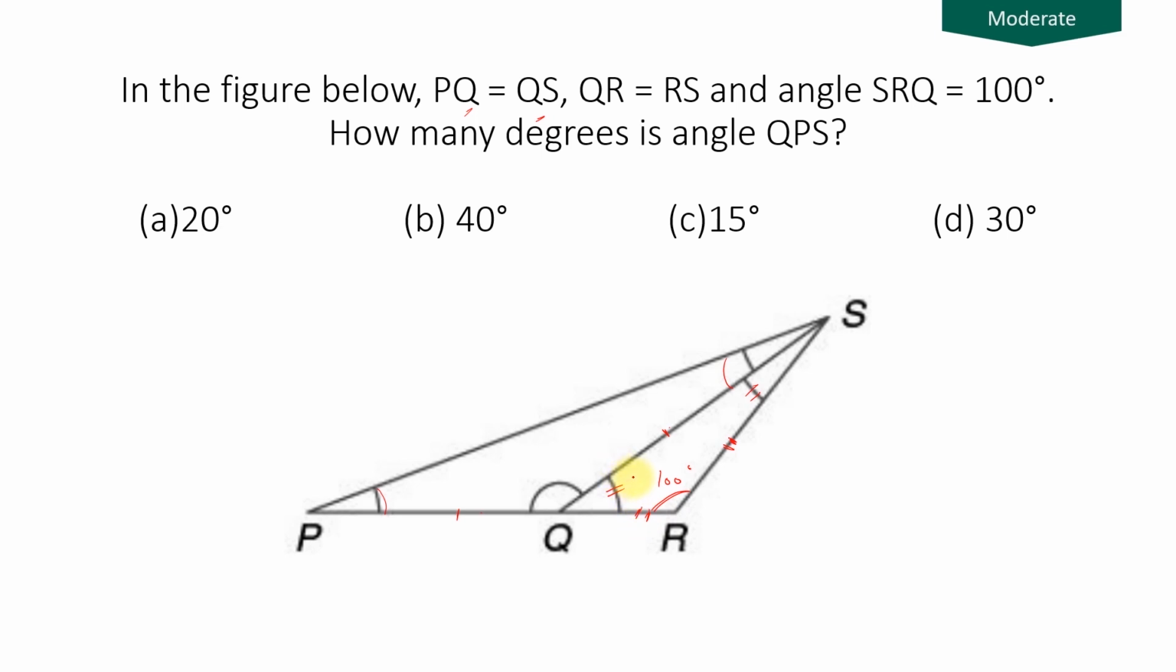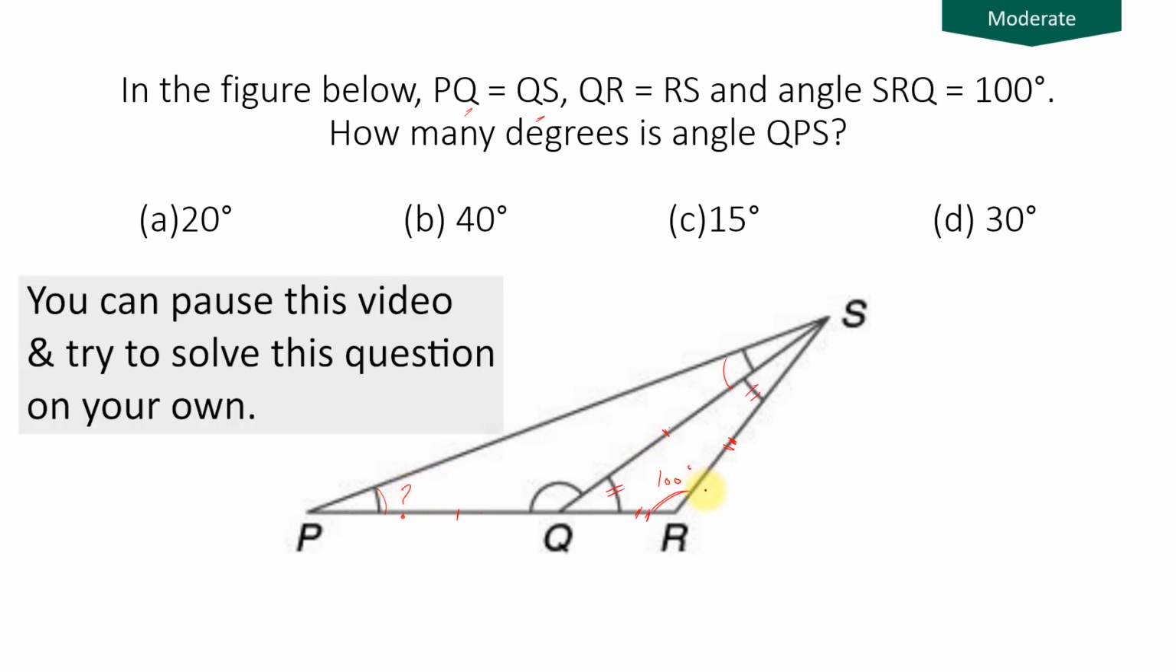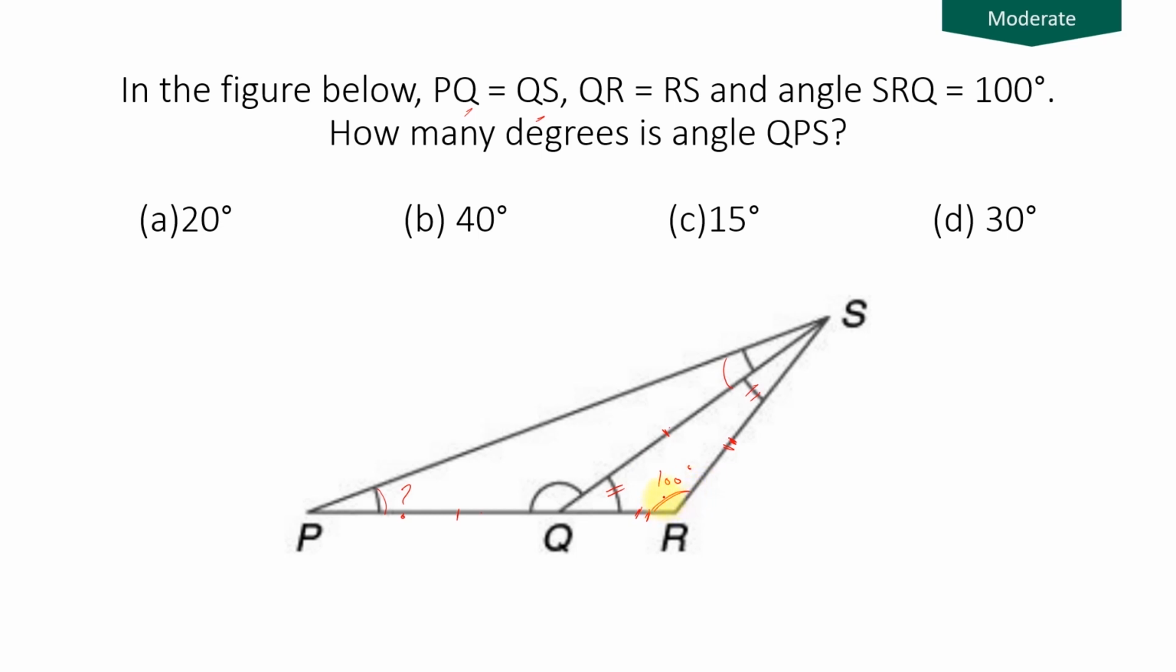Now we have to find out the degrees in angle QPS, this small angle. What is this value? So first let us look at this small triangle where we have a value. We have this value of 100 degrees at angle R, and we know that this is an isosceles triangle. So we can easily find out the value of these two angles. Since this is an isosceles triangle, these two angles are equal.